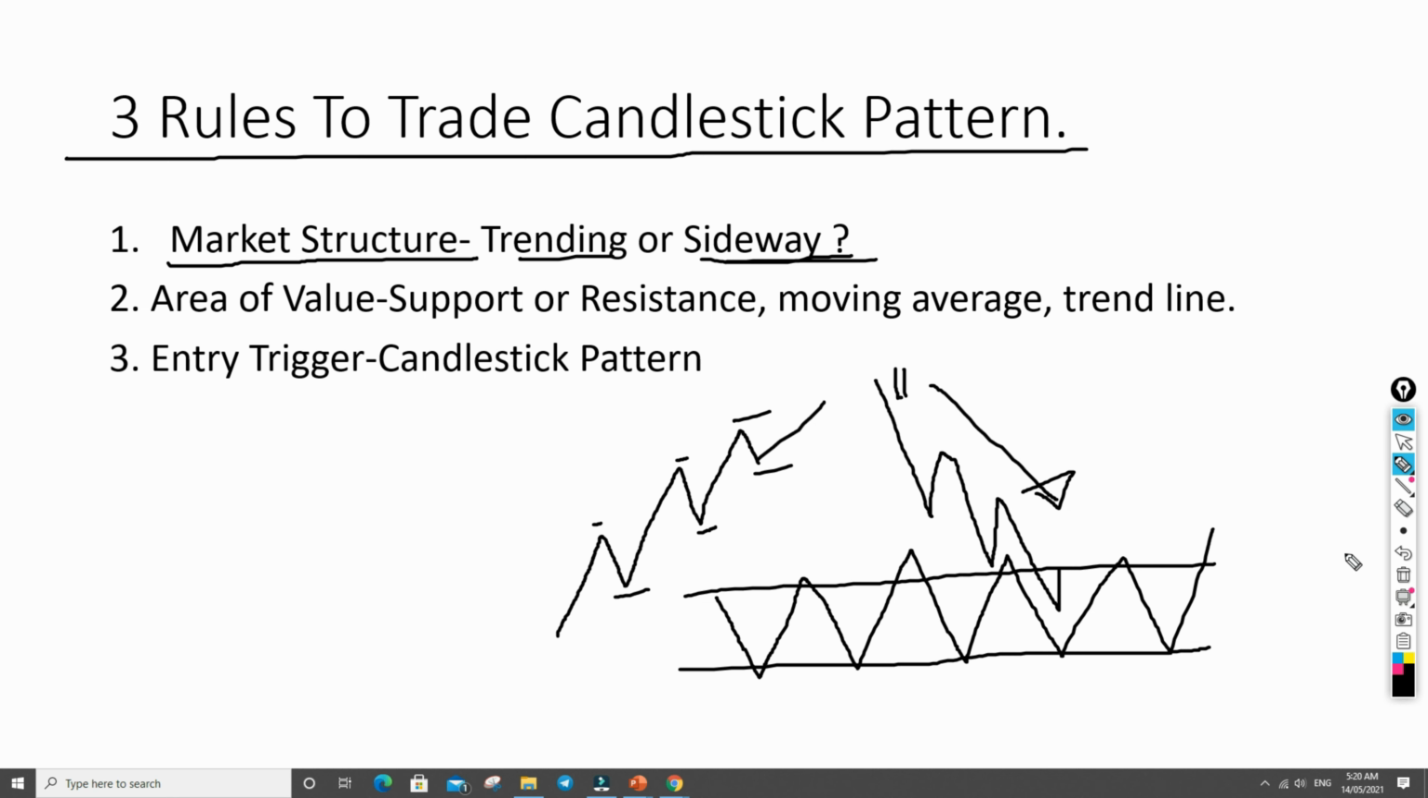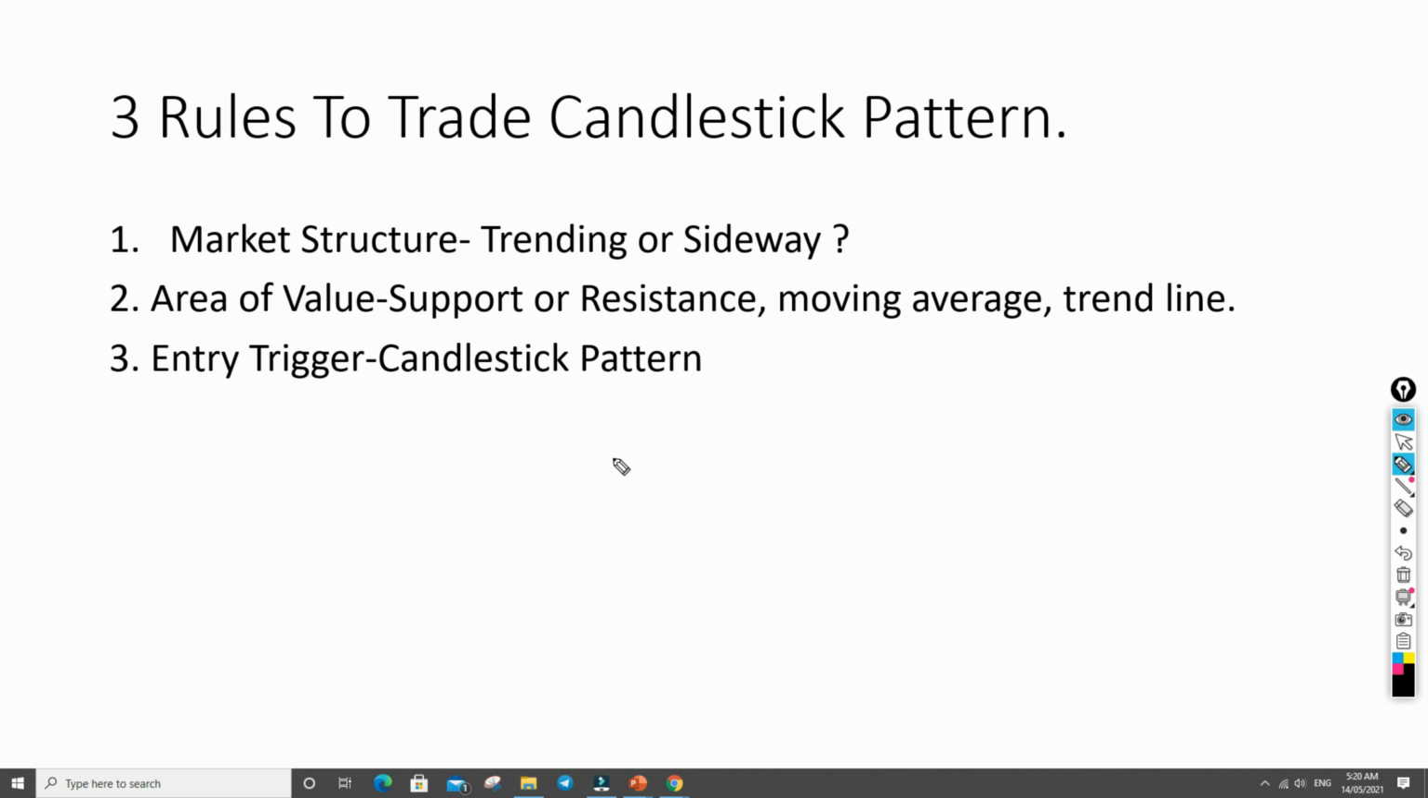So the first rule you need to apply is identifying the market structure, whether it is trending or sideways. If you don't know this, then it will be very difficult for you to trade correctly.